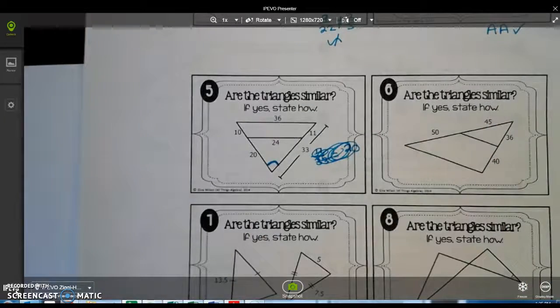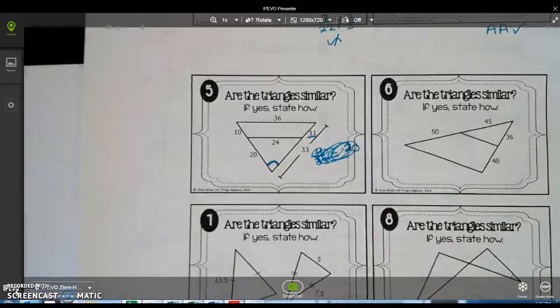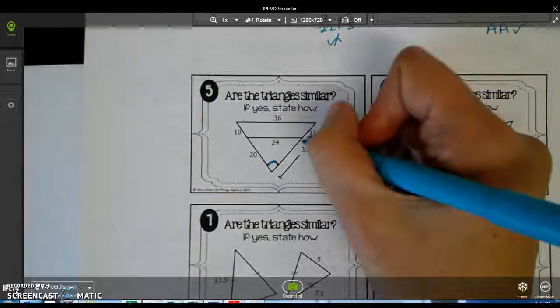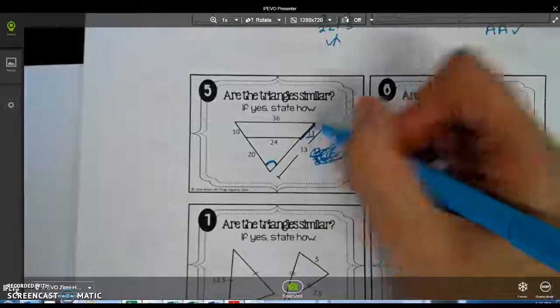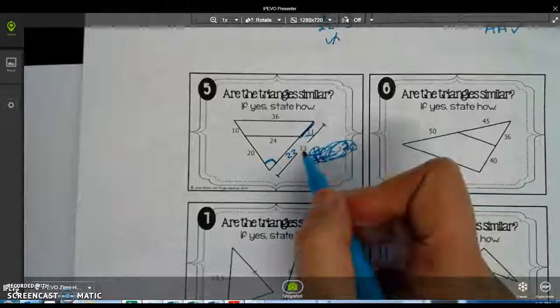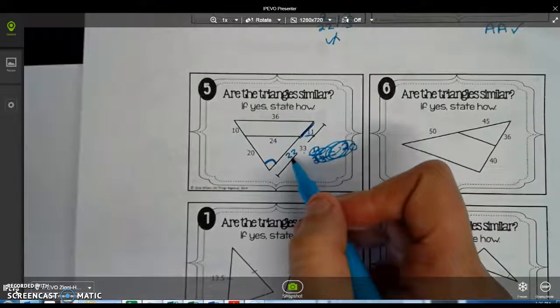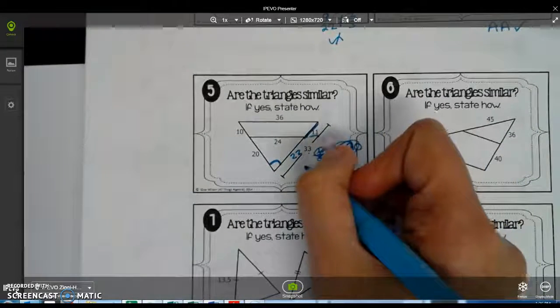I want you to look for a second and see if you can see where I messed up. What is 11? That's not this piece of the triangle, is it? It's the leftover, right? So if I want this piece, I have to subtract. 33 minus 11 gives me 22, right? So I'm going to start back over.